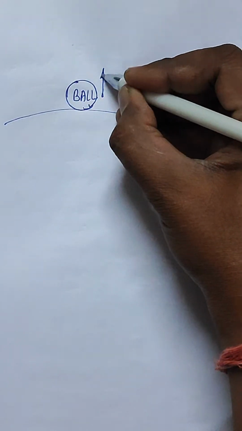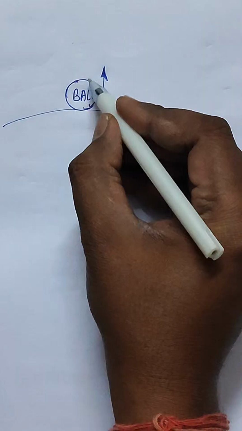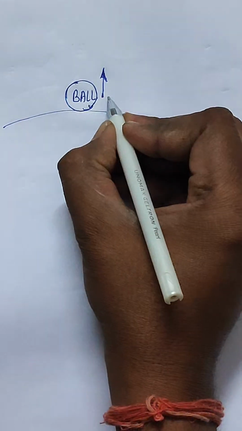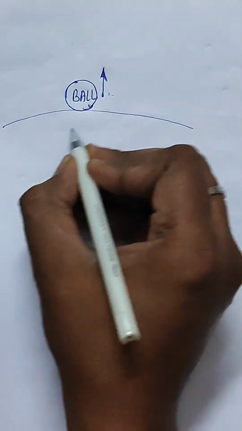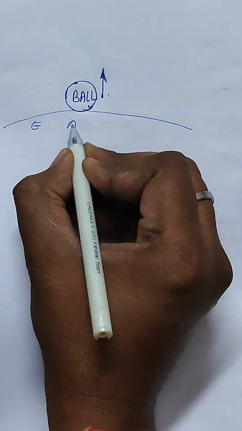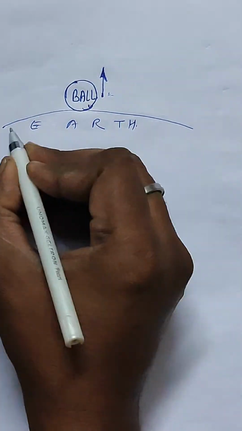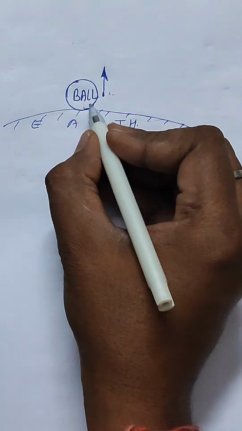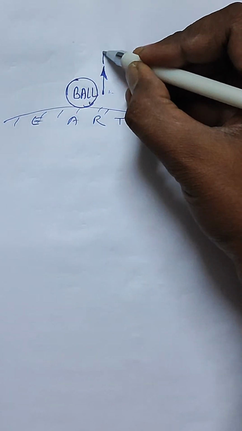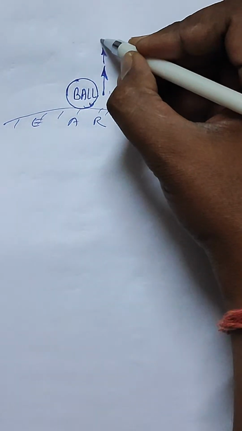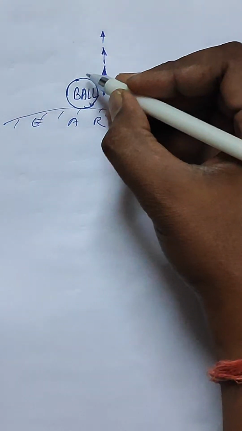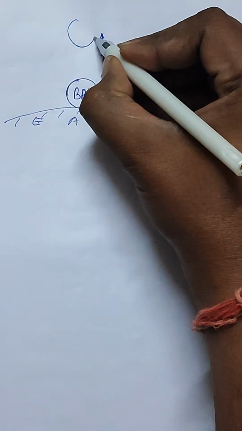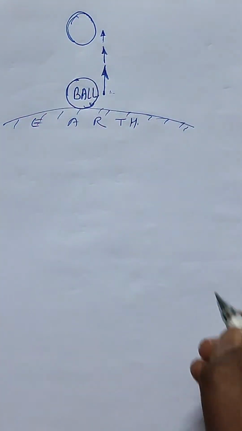The question is: what is the maximum height attained by this ball when it is thrown with an initial velocity? This is earth, and we can say this is the reference from which the ball is thrown upward. Definitely the ball will go upward in this direction, and after reaching a certain height it will become stable. Let us say the ball reaches till this point.